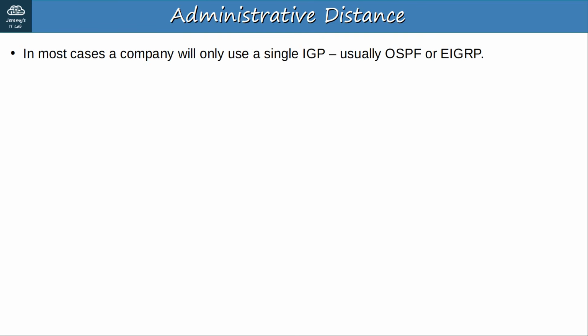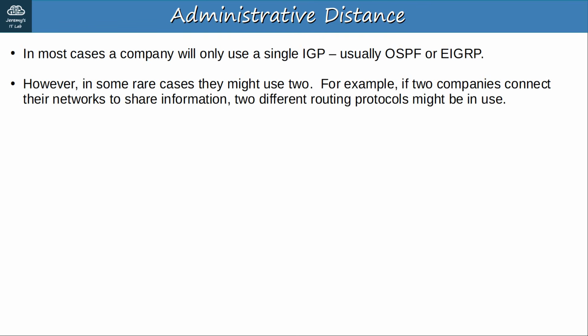Now let's talk about administrative distance, which I briefly mentioned earlier. In most cases, a company will only use a single IGP for the network, usually OSPF, but sometimes EIGRP if they only use Cisco equipment. However, in some rare cases, they might use two. For example, if two companies connect their networks to share information, two different routing protocols might be in use. You might connect a network running OSPF to a network running EIGRP.